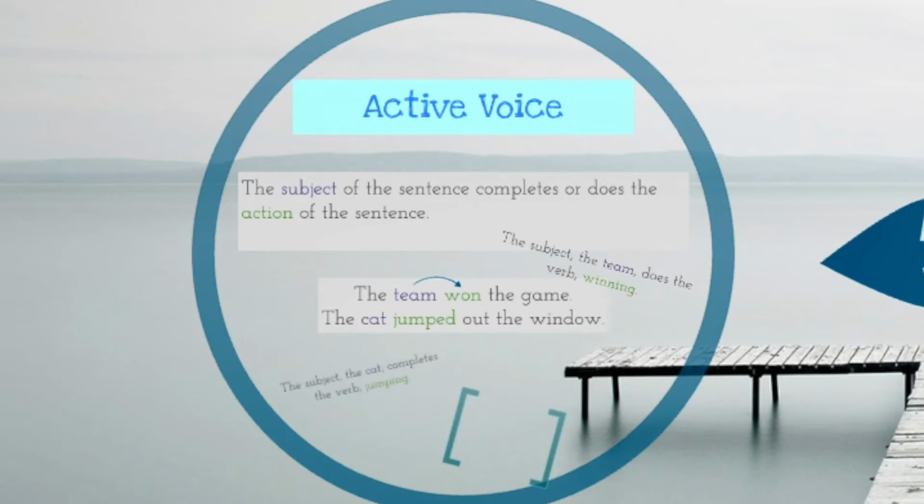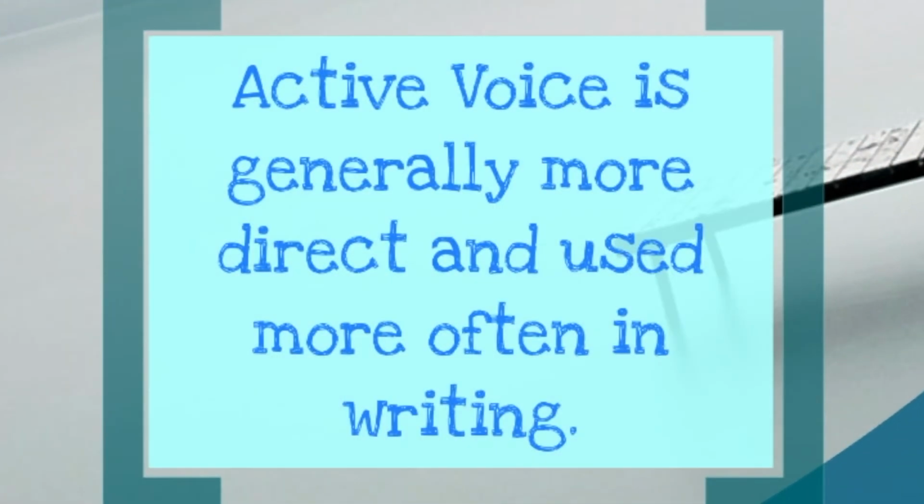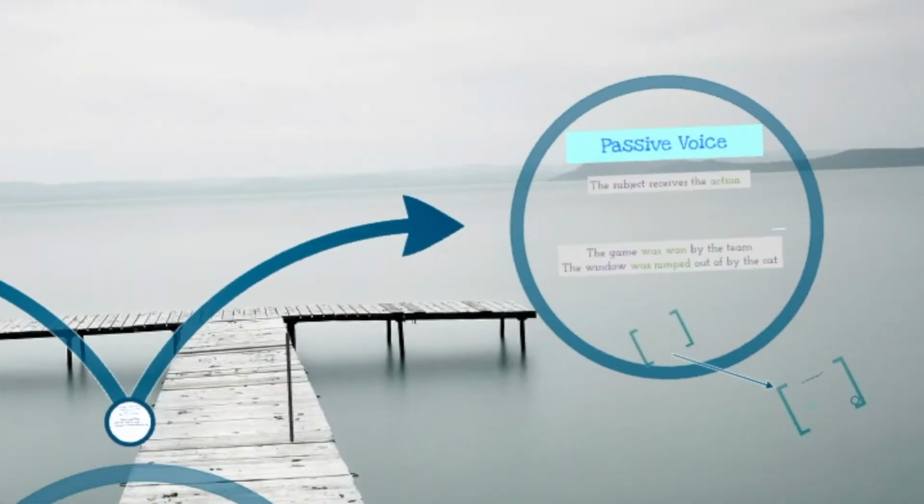The next sentence, the cat jumped out of the window. Here, the subject is the cat, and the verb is jumped. The cat is doing the action, doing the jumping. Therefore, this sentence is also active voice. The active voice is generally more direct and used more often in writing. It's to the point and it's easy to understand.